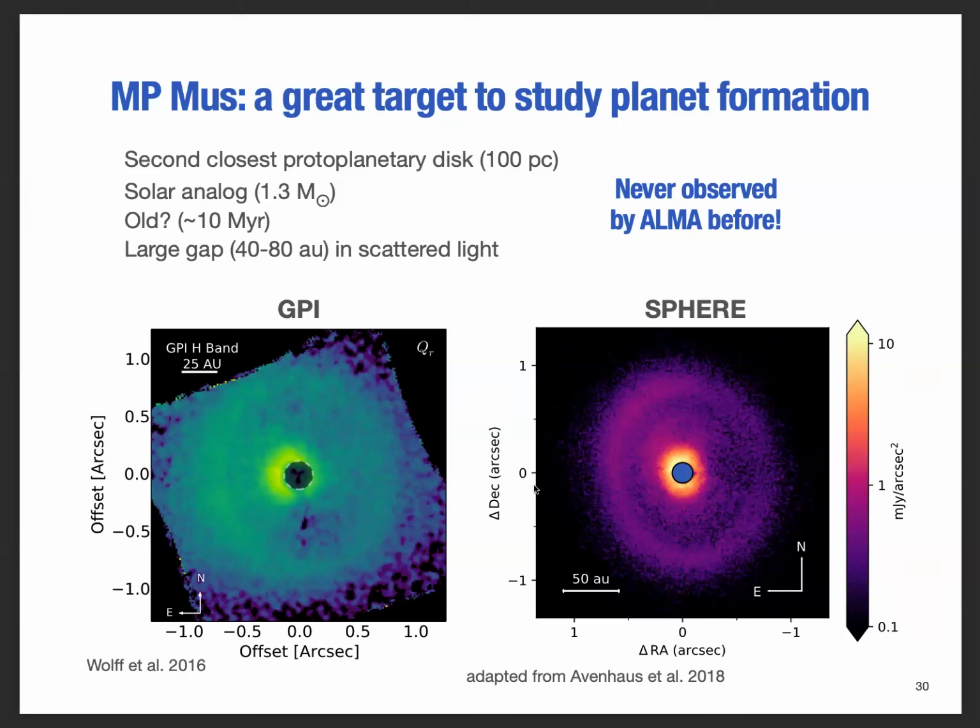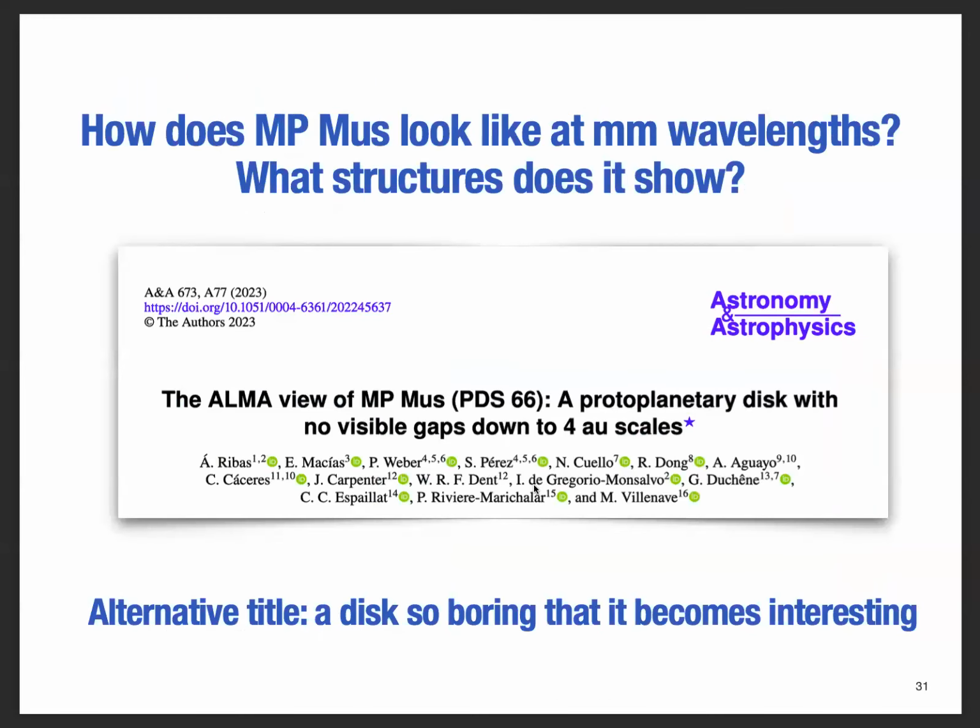This is also a solar analog, so it's 1.3 solar masses. So you can make connections with the Sun. So it turned out that this object had never been observed by ALMA before. And we were hoping for a spectacular image. And this kind of spoils what we found. If you don't want to read the whole title, an alternative is: the disk is so boring that it makes it interesting.